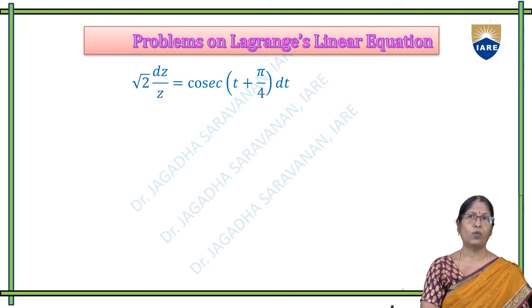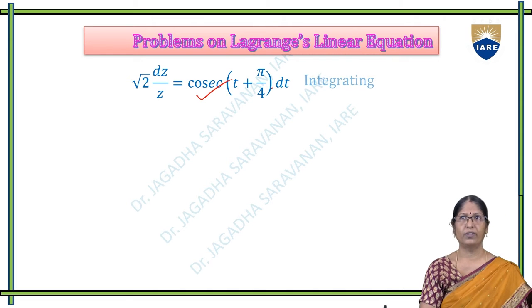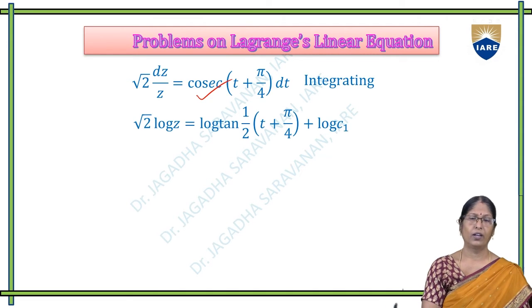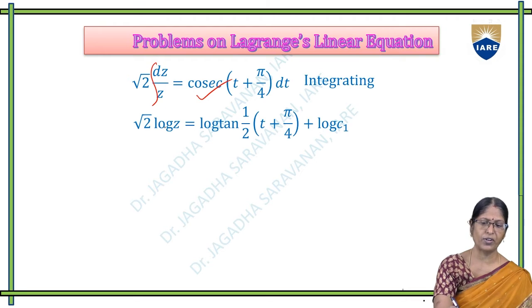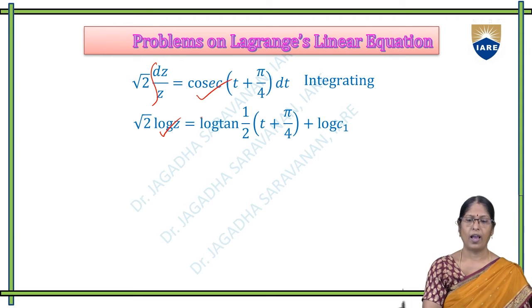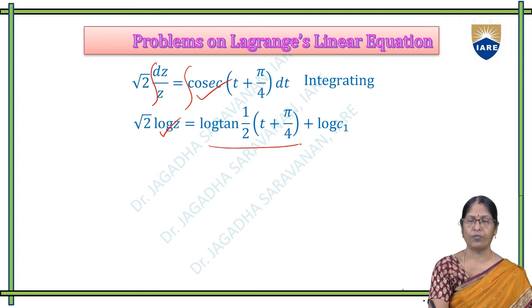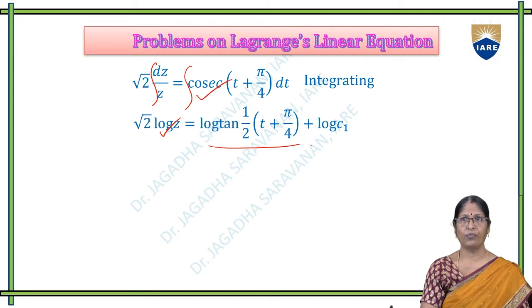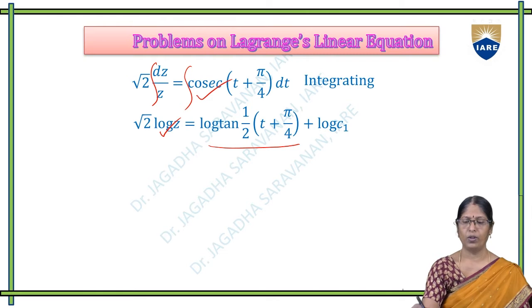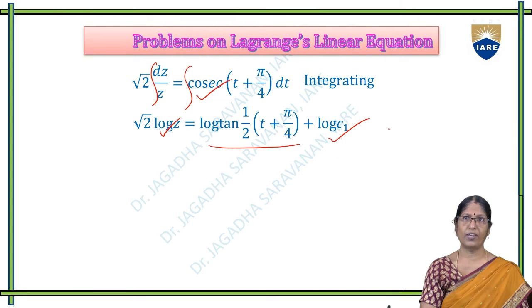So we can write the 1 by sine, it's nothing but cosec. We have written integrating. So root 2, this integration is log z. And this integration of cosec, log tan of this t plus pi by 4 into 1 by 2, plus the constant we added. Both the terms are in logarithmic, so log c1.